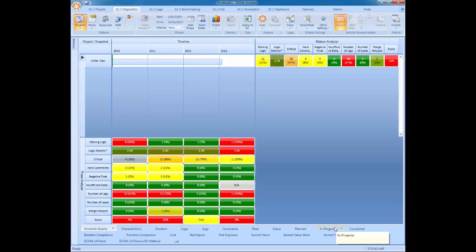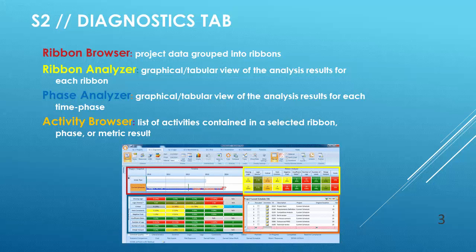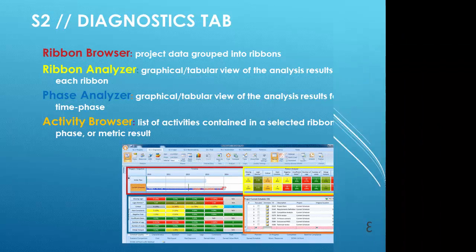In the bottom area are all the other generic metrics that you can choose. So all of these are individual metrics, and as you get used to it, you'll figure out which are the most valuable for your situation. So we have an S2 diagnostic screen here that's divided basically up into 4 quadrants. Top left quadrant is the ribbon browser, top right is the ribbon analyzer, bottom left is the phase analyzer, and then on the bottom right you've got the individual activity browser.